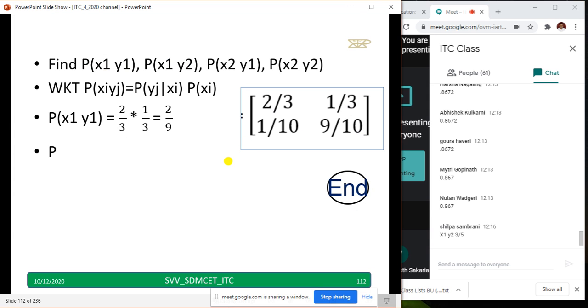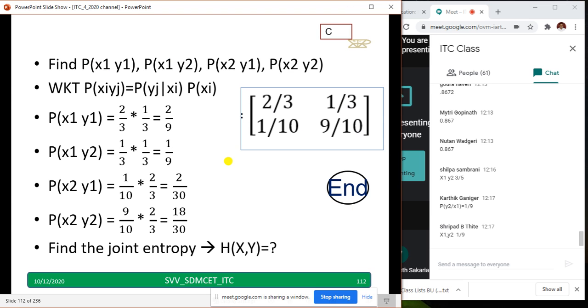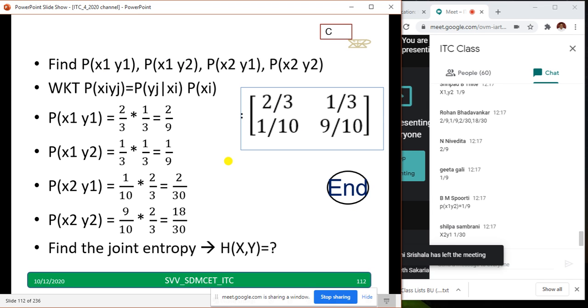x1 y1 is over. Similarly, we have x1 y2, x2 y1. Simply multiply those and you'll get the answers. Good. All are typing now. 1 by 9, 2 by 9. Very good, Spurti, Geeta, Nivedita, Shilpa. All are getting the answers. 2 by 30, Prithviraj, Gaura, 1 by 9. Good. And Nivedita is also getting 1 by 9.